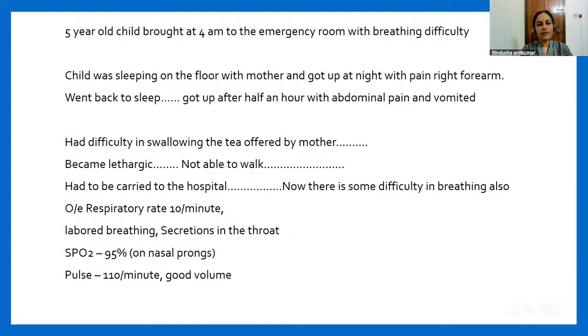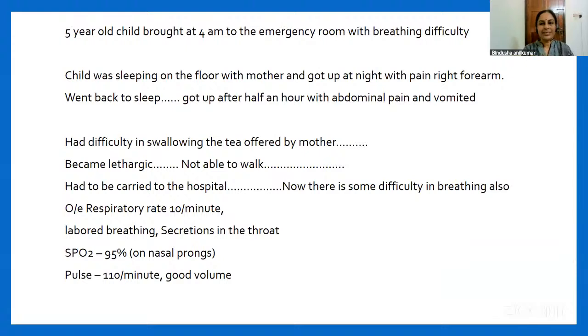Now, at the hospital, there is some difficulty in breathing also. On examination, the respiratory rate is 10 per minute. There is labored breathing. There are some secretions in the throat. He has an SpO2 of 95% and the child is on nasal prongs. Pulse rate is 100 per minute and there is good volume. So what is the patient's problem?